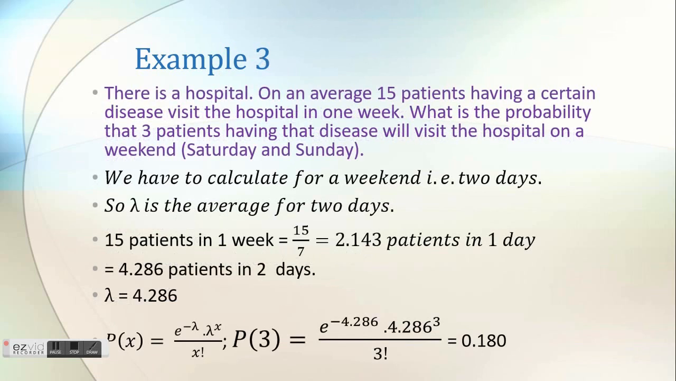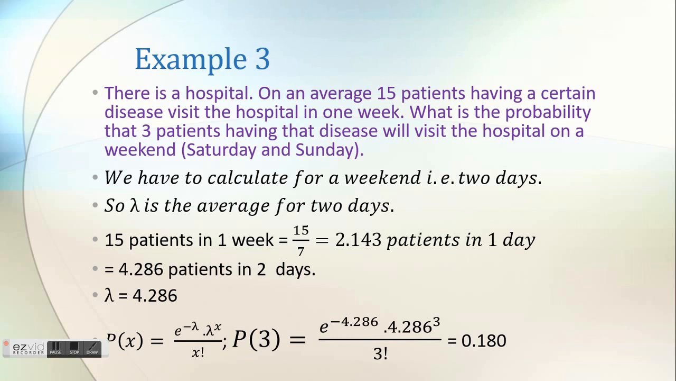Here you have to be careful. There is a hospital. On an average, 15 patients having a certain disease visit the hospital in 1 week. What is the probability that 3 patients having that disease will visit the hospital on a given weekend, that is Saturday and Sunday? Now note that we have to find the probability that 3 patients having that disease will visit the hospital on a given Saturday and Sunday, that is 2 days.